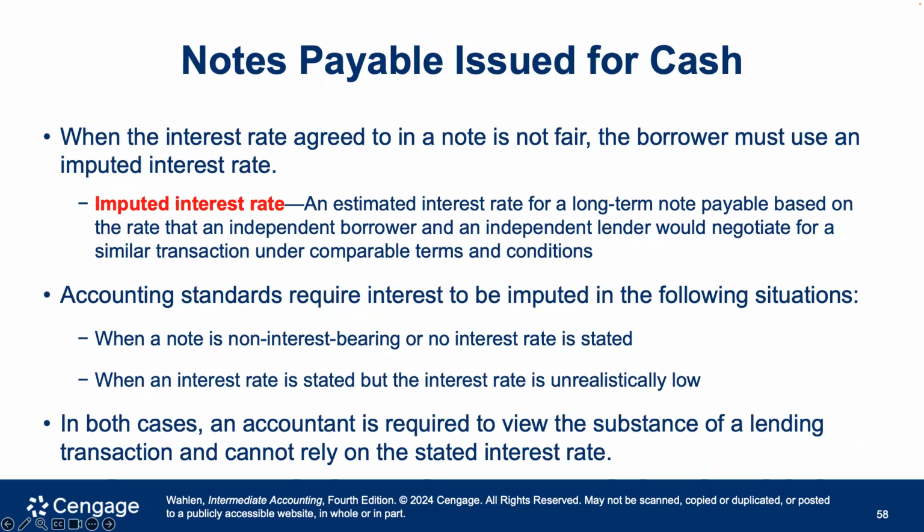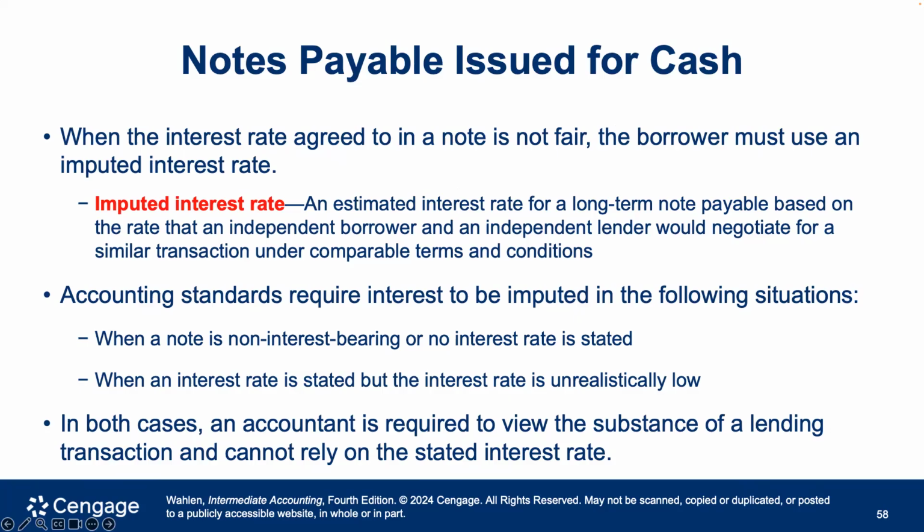Let's talk about notes payable issued for cash and what happens when the interest rate isn't realistic. If our stated interest rate on a note is not fair, we cannot simply just use it. We have to use what's called an imputed interest rate. So this is an estimated market rate. It's the rate that an independent borrower and lender would negotiate for a similar loan under similar conditions. So in other words, what would the real market charge? And that's the rate we use.